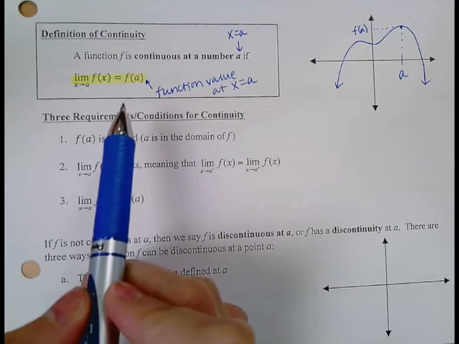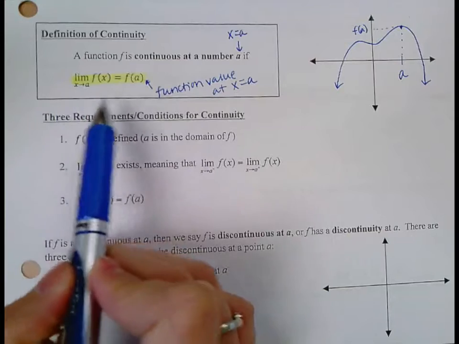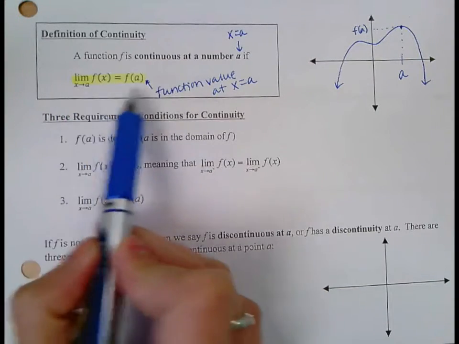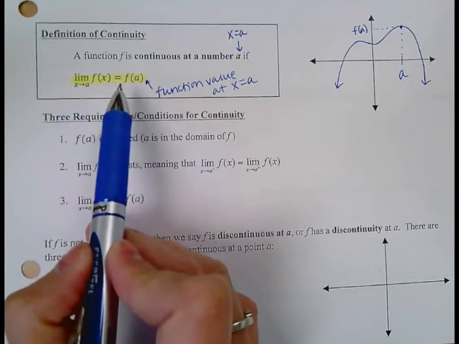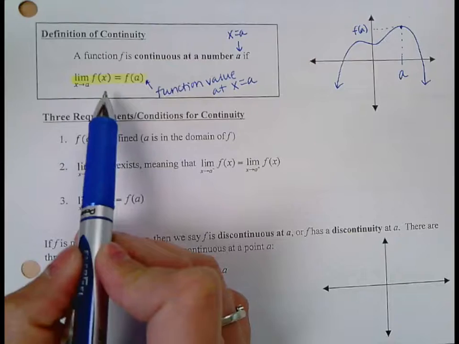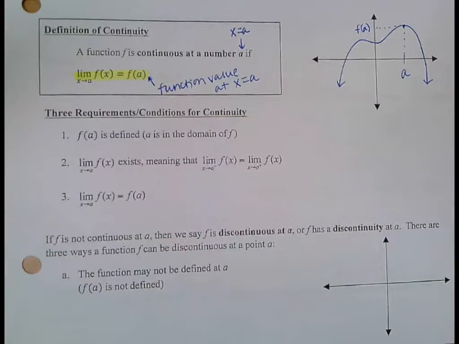We'll always come back to this idea, but if you ever have to prove a function is continuous at a value, this is what you have to show. If you ever have to prove continuity, this is what needs to be shown, that the limit and the function value are the same. So these are the three requirements. I've already kind of talked about them.